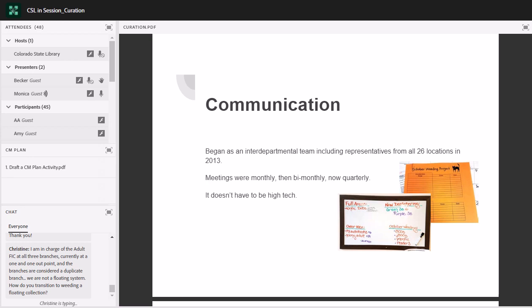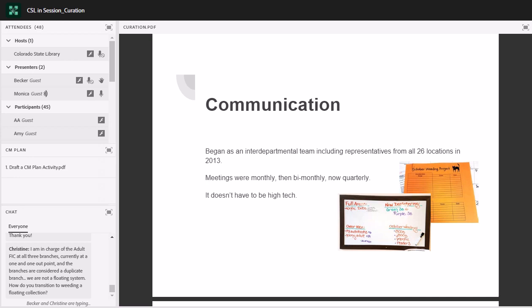So communication, as Becker had mentioned, we started as an interdepartmental team in 2013 with representatives from each of our 26 locations, kind of as a response to floating and finding all of these strange or yucky books that weren't a good fit for our collection any longer. Representatives can come from any role in a branch with supervisor approval, and they're expected to go back to their branch and share what they learn from meetings to the staff at their location.